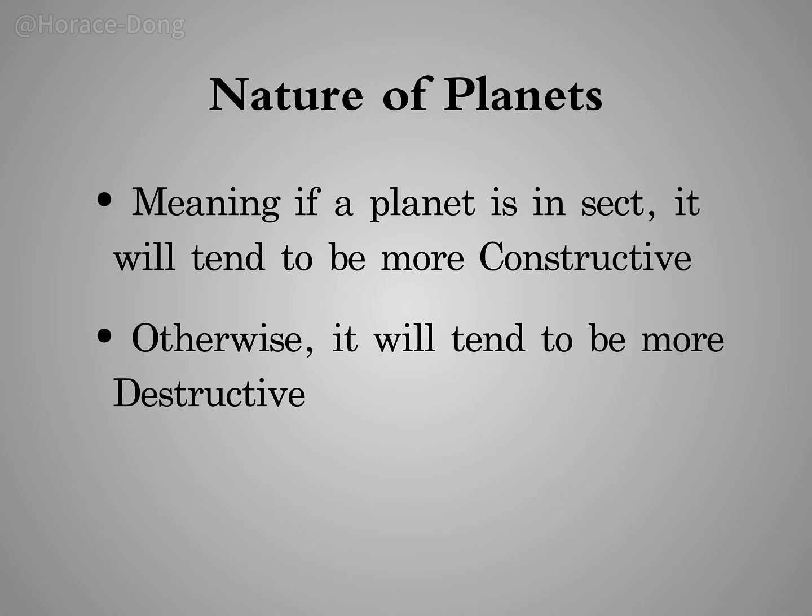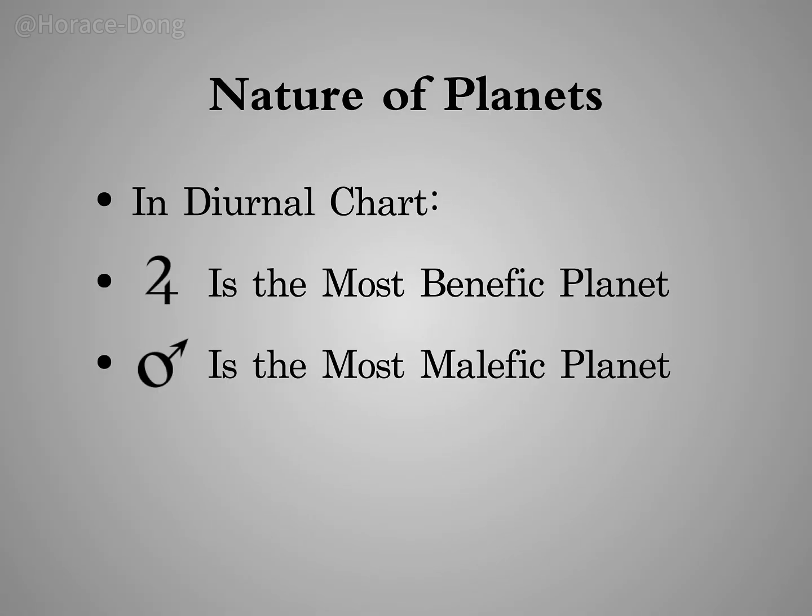Here's how you are going to use them in judging a natal chart. If a planet is in sect, it will tend to be more constructive. Otherwise, it will tend to be more destructive. If we match them to the benefic and malefic planets concepts, we can conclude that in diurnal charts, Jupiter is the most benefic planet and Mars is the most malefic planet. Moreover, in nocturnal charts, Venus is the most benefic planet and Saturn is the most malefic planet.